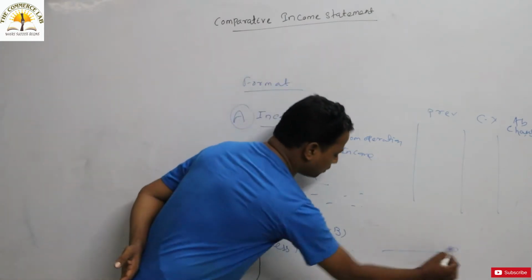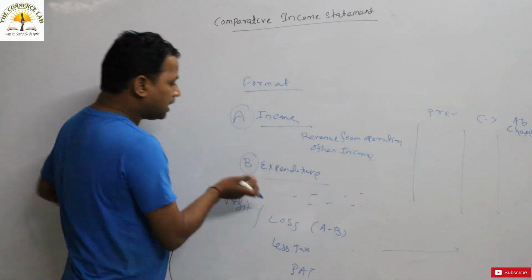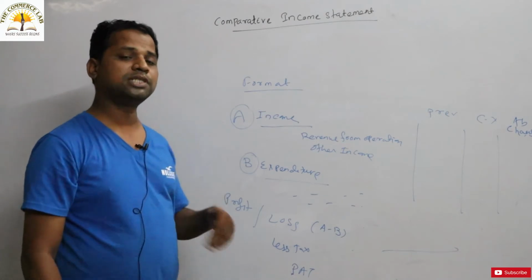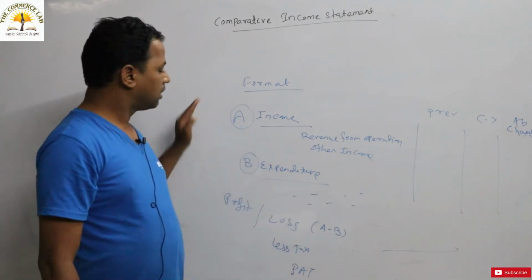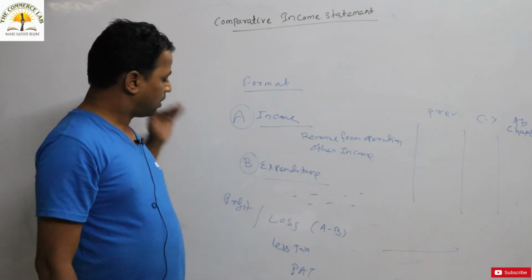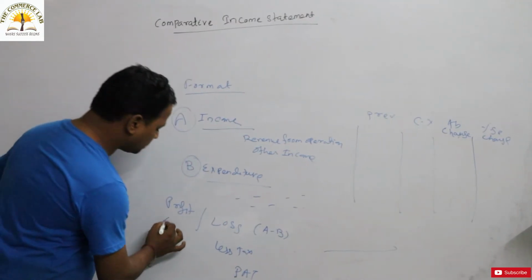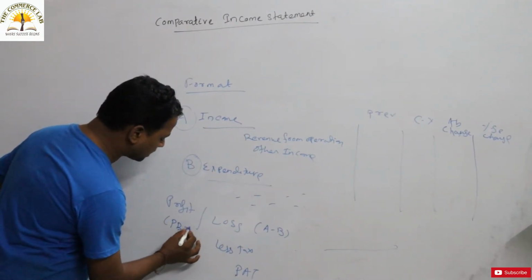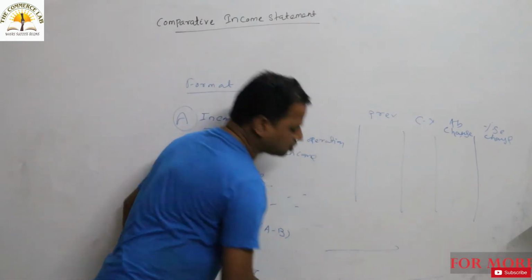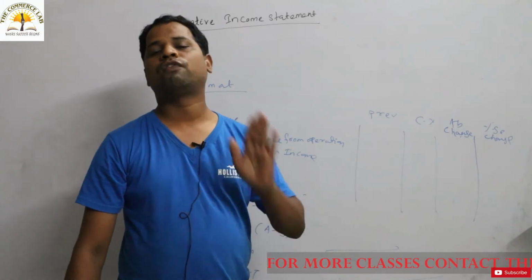After that, what do you get? Profit after tax. If income is more than expenditure, then you get profit, and that profit is before tax. If expenditure is more than the income, then you get loss. If income is more than the expenditure, then you get profit, known as profit before tax. After that, you deduct the tax from that, and the ultimate item we get is profit after tax.